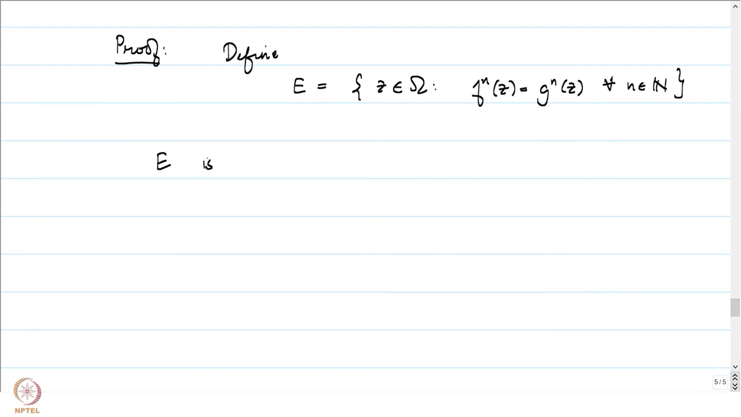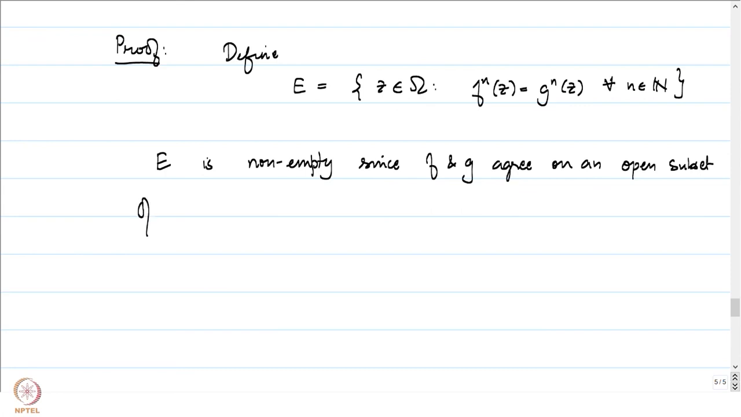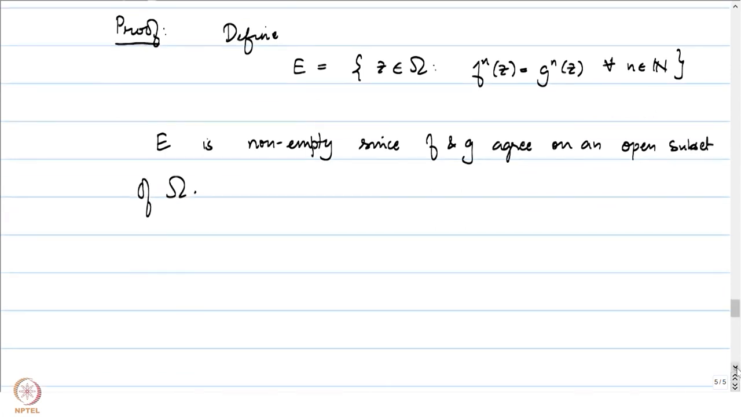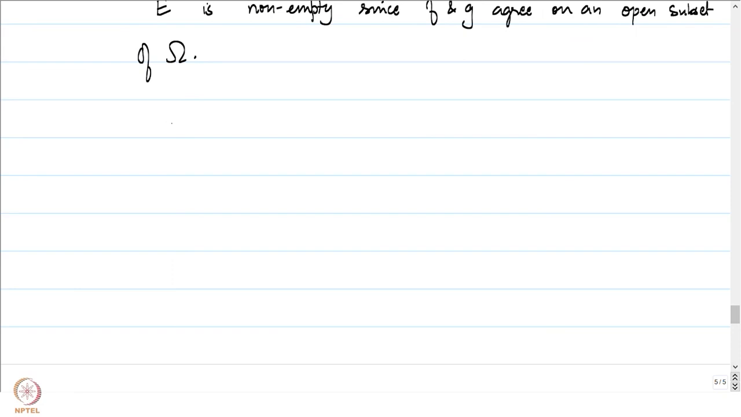E is non-empty since f and g agree on an open subset of omega. The non-emptiness is covered. The first claim is that we shall prove that E is closed.